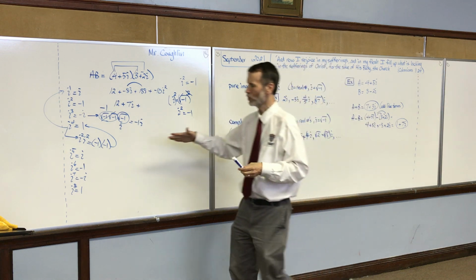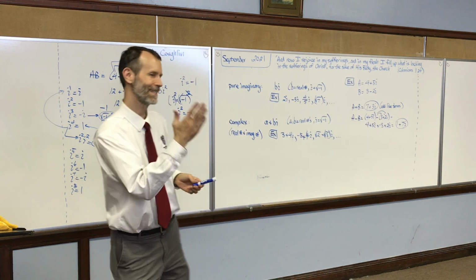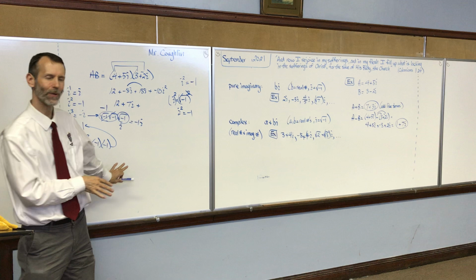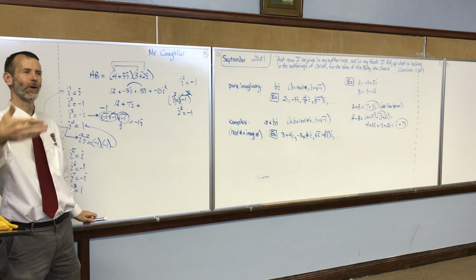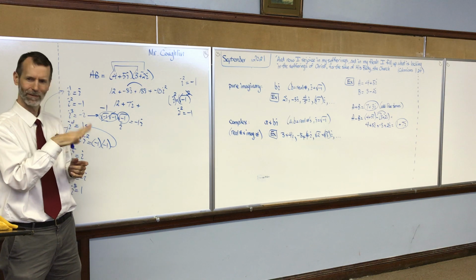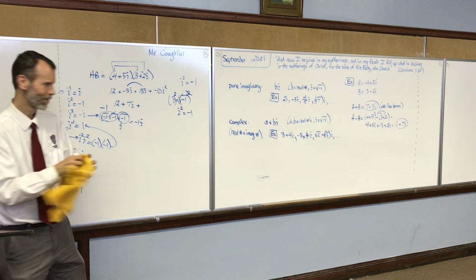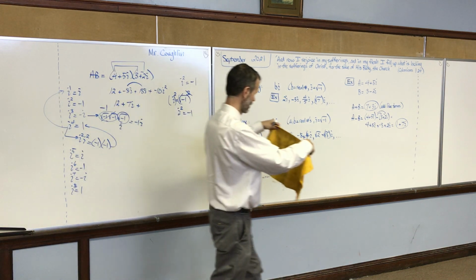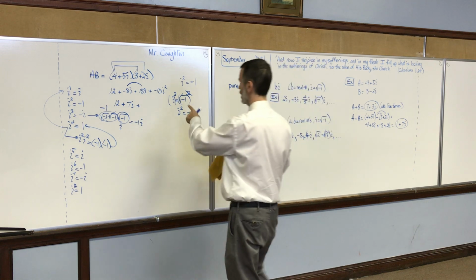So i to the 8th is 1, i to the 12th is 1, i to the 16th is 1, i to the 400th is 1. Every multiple of 4, as a power of i, is going to give you an answer of 1. Okay? Fair enough?